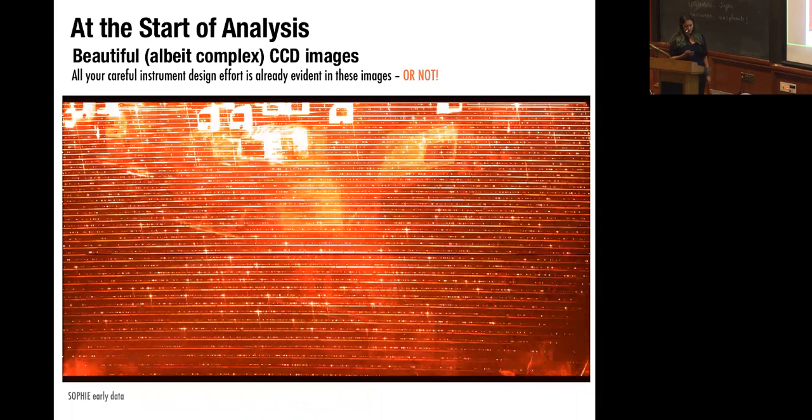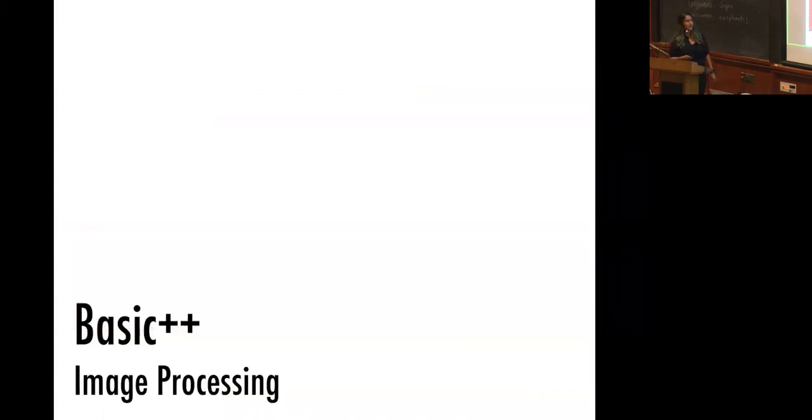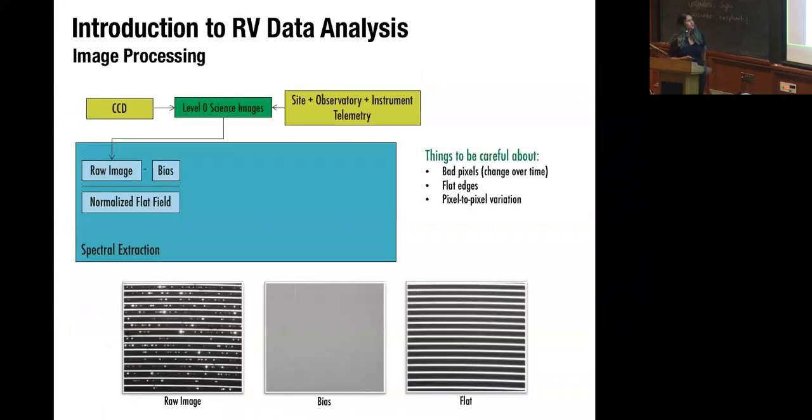So we have these 2D frames. Now we have to do radial velocity analysis, but starting at the first step is image processing. And a lot of you might have done basic image processing on frames that you took. This has similar steps to basic image processing, but has some extra things that we have to be careful about at this level of precision.